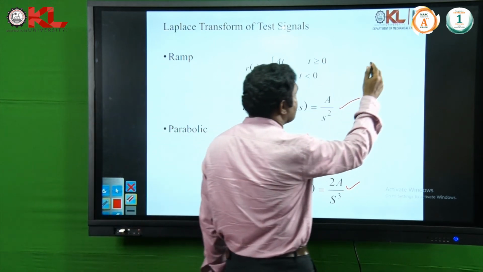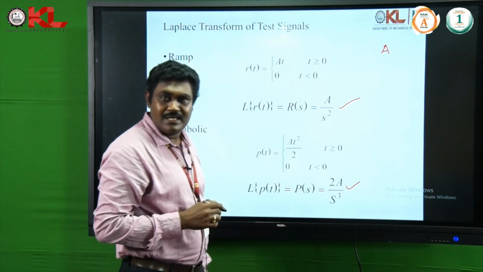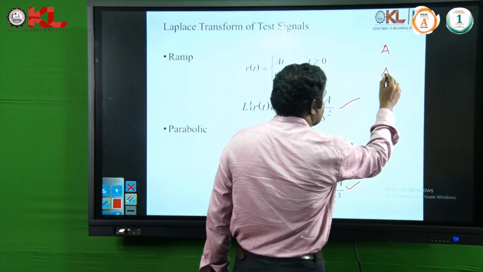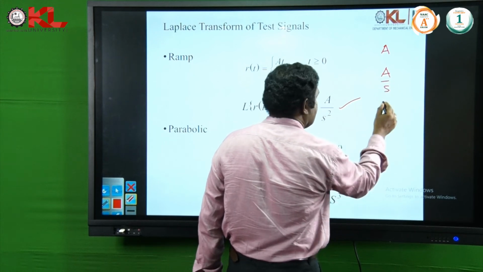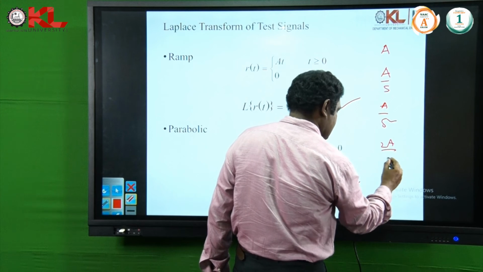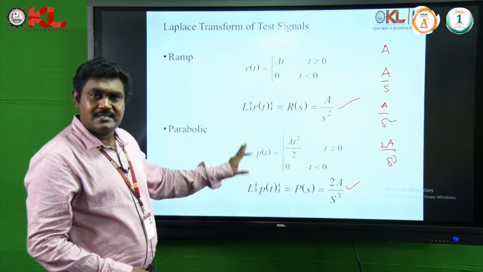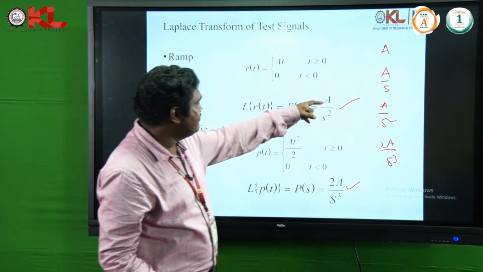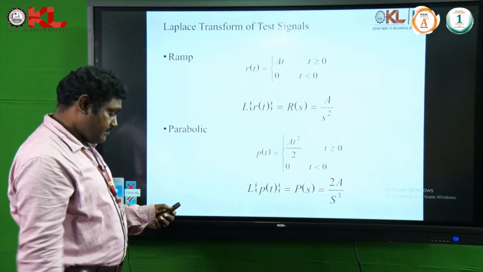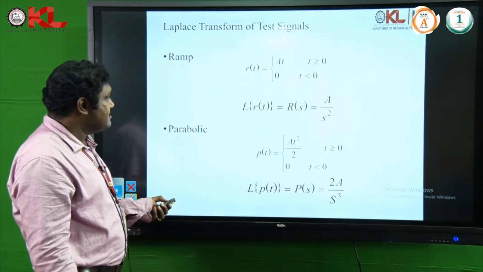So, for all the 4 test signals, for the impulse signal the Laplace transformation is A, for step it is A by S, and here it is A by S square and 2A by S cube. So, for the 4 test signals, the Laplace transformations are A, A by S, A by S square, 2A by S cube. Using these Laplace transformations, we are going to further develop the solutions.